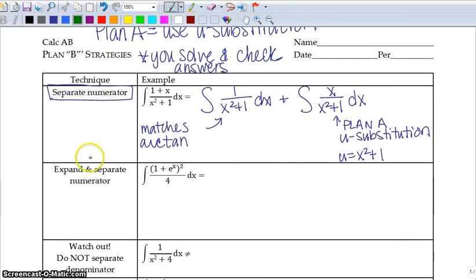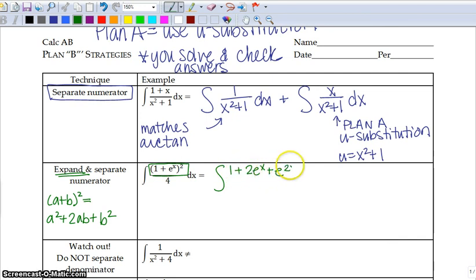Now, sometimes we have to expand the numerator first and then separate it. Just as a little algebra flashback, a plus b quantity squared is a squared plus 2ab plus b squared. So we need to multiply out the numerator first, and then we can split and go back to the first technique. When we multiply that out, we have 1 plus 2e to the x plus e to the 2x all over 4 dx. And now we can split up the numerator like we did in that first technique.